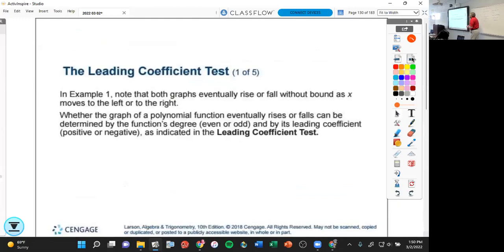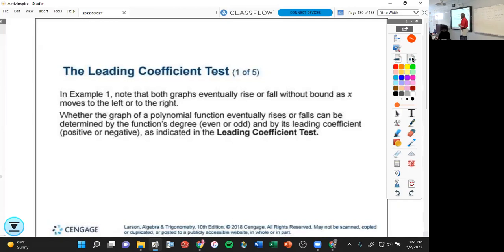So in example 1, both graphs will eventually rise or fall without bound. Did y'all notice that? When we're talking about a graph rising or falling, we're talking about going to the left and going to the right. But when we're talking about domain, we're going from left to right always, correct? What we're saying is it's going to eventually rise or eventually fall, and that's called end behavior. What are the ends of the graphs doing, if you will?